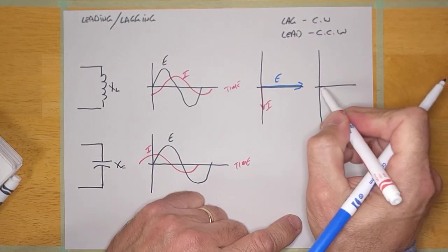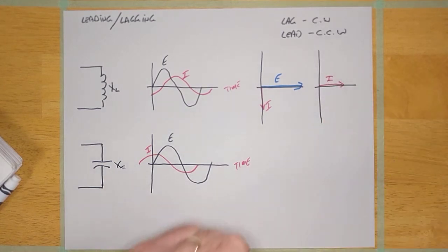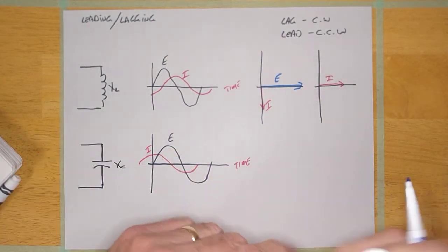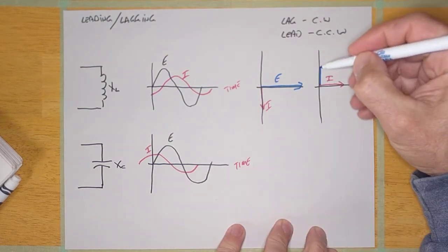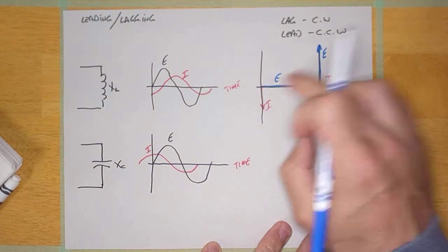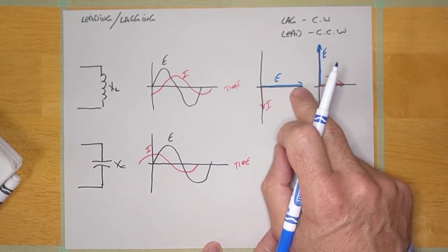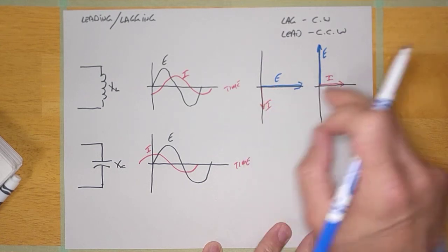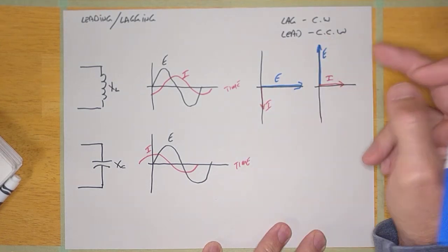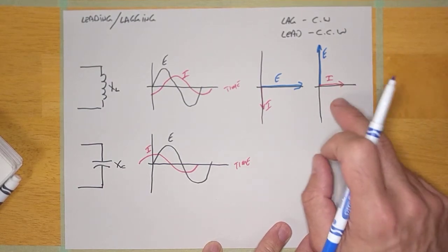Now, I could also draw it this way. If I decided to draw the current first, guys, and I wanted to draw it so that the current is lagging, I would have to draw the voltage like this. Okay, these two things are exactly the same thing. One shows the voltage on the horizontal line, the current lagging by 90. This one shows the voltage on the vertical line. The current is still clockwise or lagging by 90.